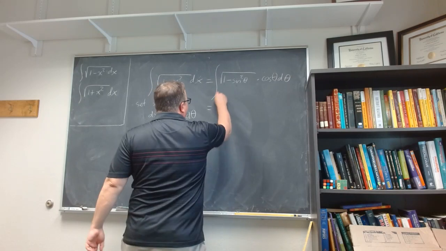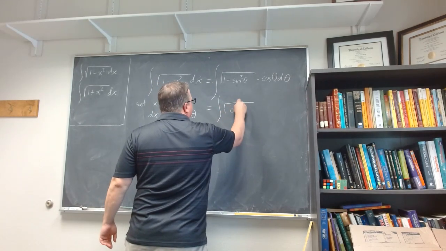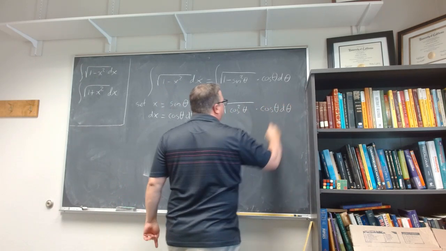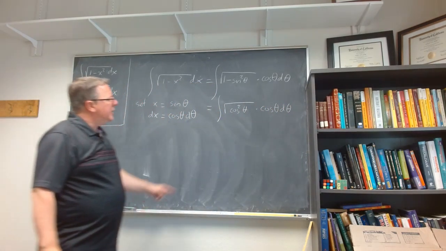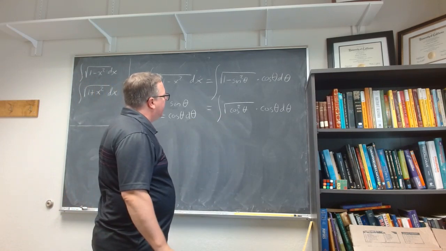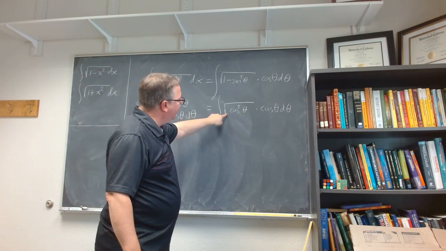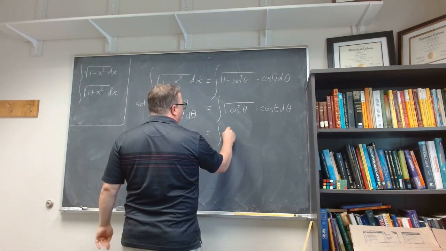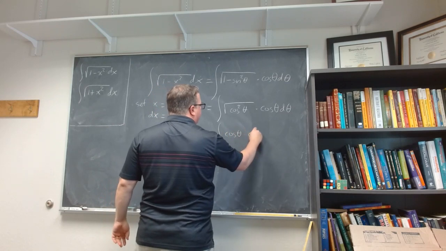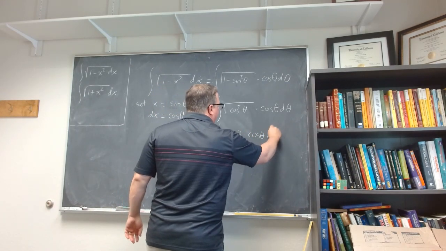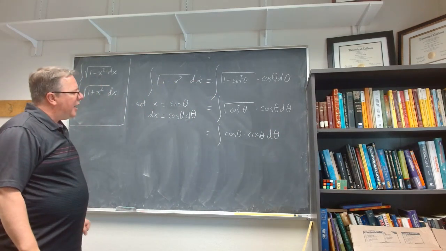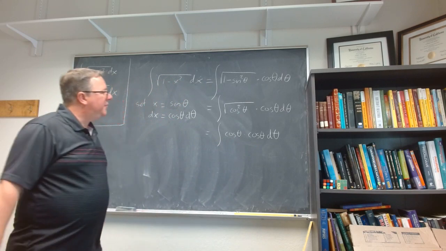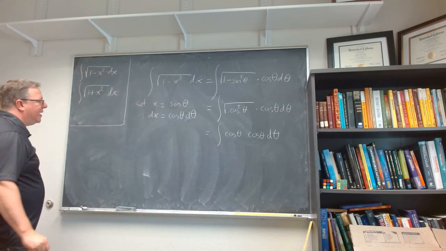1 minus sine squared becomes the integral of the square root of cosine squared of theta times cosine theta d theta. Okay. Now, when we look at the square root of cosine squared, this is going to simplify down to the integral of cosine theta times cosine theta d theta. And now we have to integrate the product with cosine and cosine. This is cosine squared. We're going to need a trig identity.